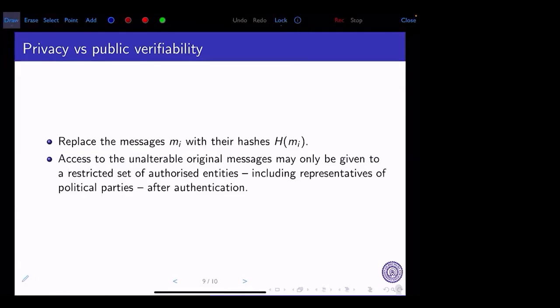There's an assumption about privacy which I think is incorrect. I'm not saying that privacy is desirable out there. That's not for me to decide. That's not for a designer to decide. That's for the society and the parliament to decide. But if you want privacy, here is a way: you can replace each message in a bulletin board with a hash.